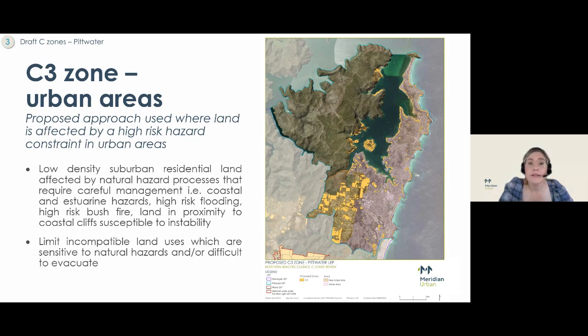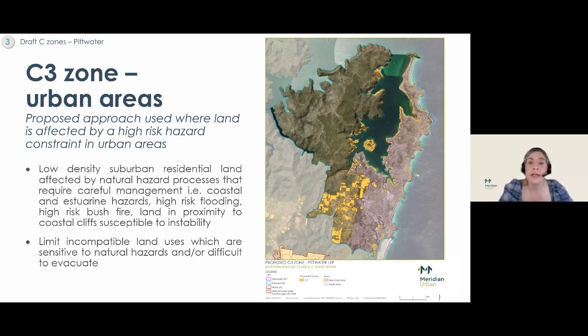In the urban areas, the C3 zone is proposed to be used on land affected by high-risk natural hazards, such as flooding and coastal hazard risks. They are proposed as a way to manage development and limit incompatible land uses which are sensitive to high-risk natural hazards or are difficult to evacuate. As previously discussed, the natural hazard criteria considered include mapped coastal and estuarine hazards, high-risk flooding, land affected by high-risk bushfire, and land in close proximity to coastal cliffs which are susceptible to instability.